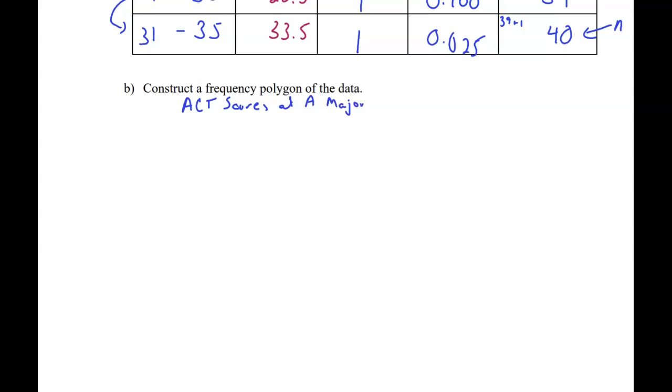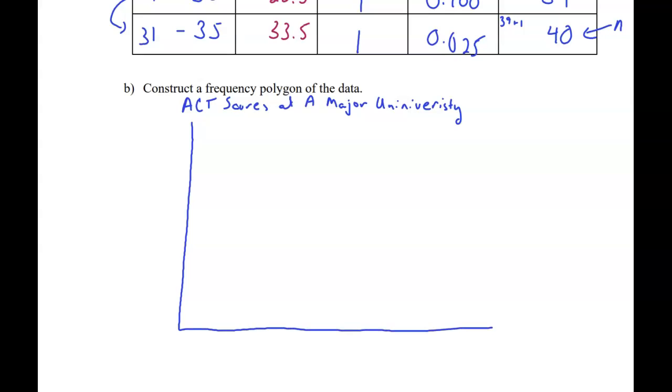And so that can be our title. Then what we're going to do is we're going to have our X and Y axis. With a frequency polygon, we're going to put our frequency over on our Y axis.